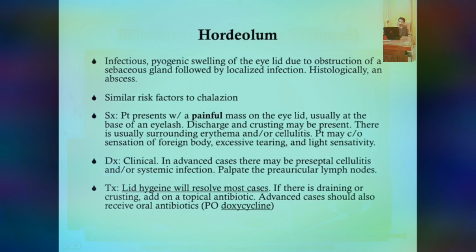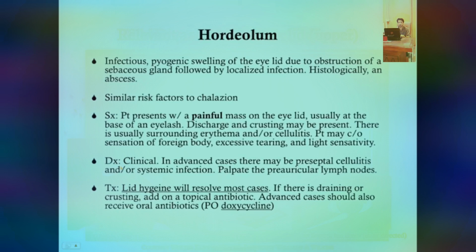Symptomatically, typically the patient will present with a painful mass on the eyelid, and usually it's at the base of an eyelash. A lot of times a hordeolum looks like a zit, like a pimple on the eye. And you can also see discharge and crusting that can be present, and this will really help you distinguish it from a chalazion. There's also surrounding erythema or cellulitis, and the patient can complain of sensation of a foreign body, excessive tearing, and light sensitivity. So the thing that's really going to help you distinguish a hordeolum from a chalazion is the pain. Diagnostically, you're going to diagnose this clinically.